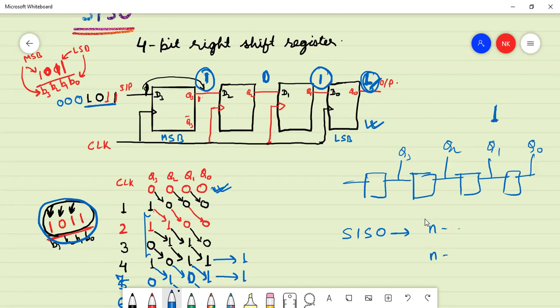But in this case, what you can see is that in 4 clock pulses we are saving the data, as well as in the 4th clock pulse we can get the output at all the flip-flops. So in this case, if we have to feed the data and take out the output, we can see that a total of n minus 1 clock pulses are required.